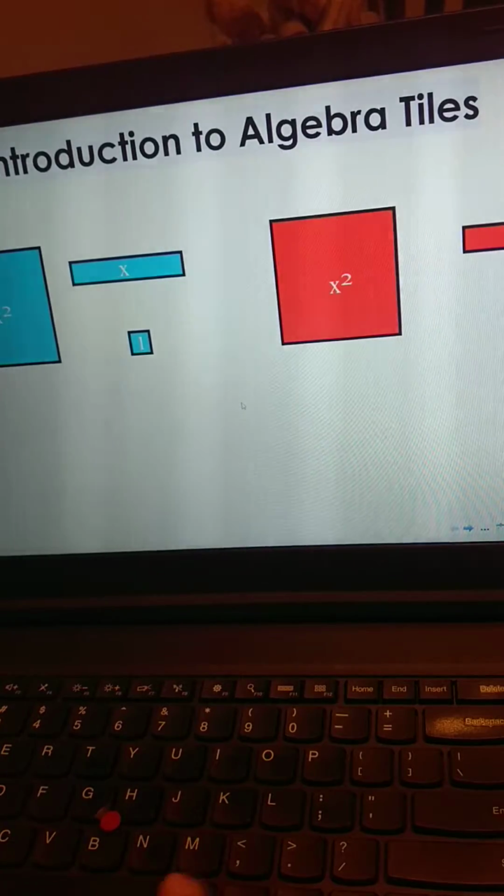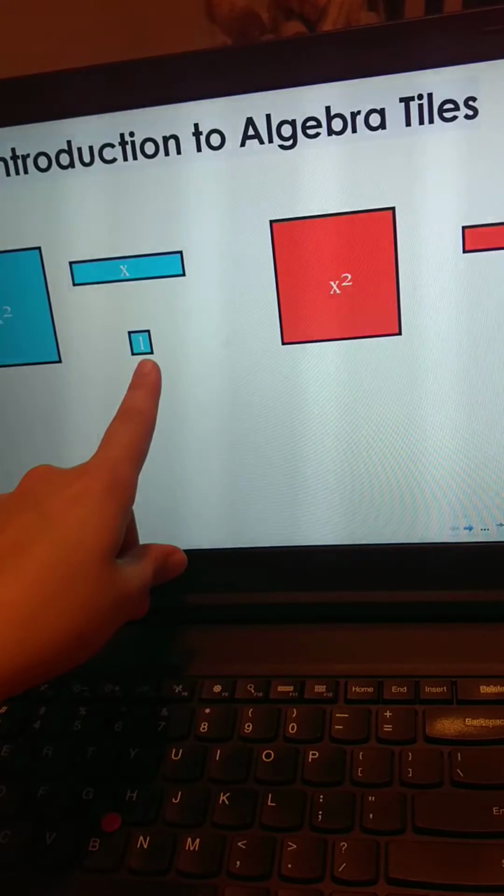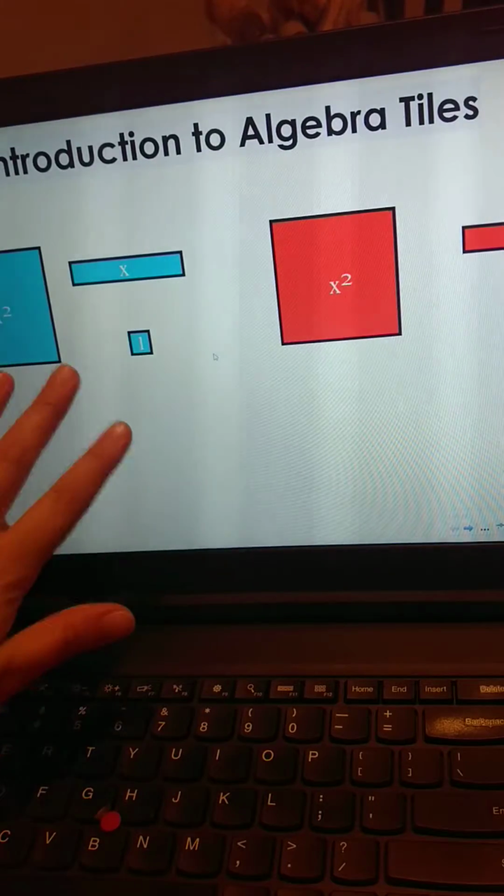Okay, when I introduce algebra tiles, I first show them just a basic slide explaining what the algebra tiles mean. And so I show them this and I say, okay, well, here's x squared, here's x, and here's 1. And I show them what the pieces mean too.